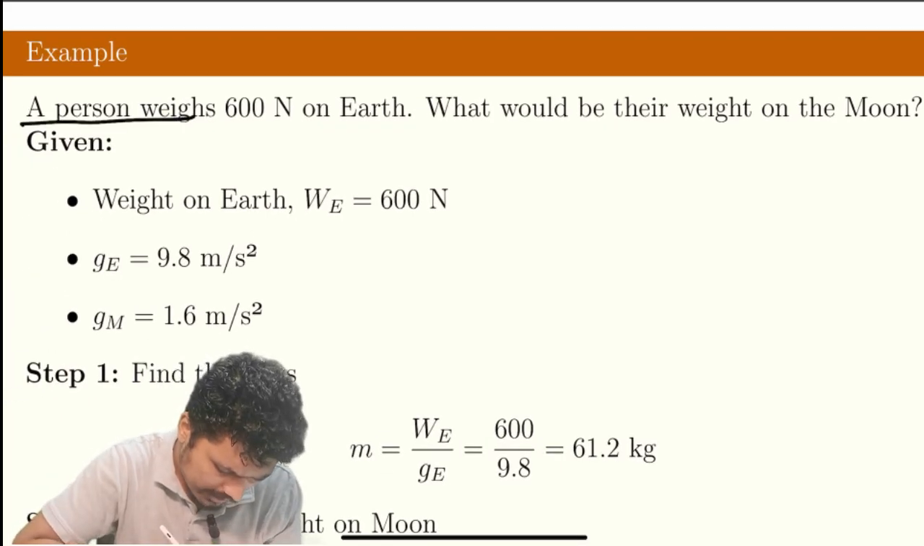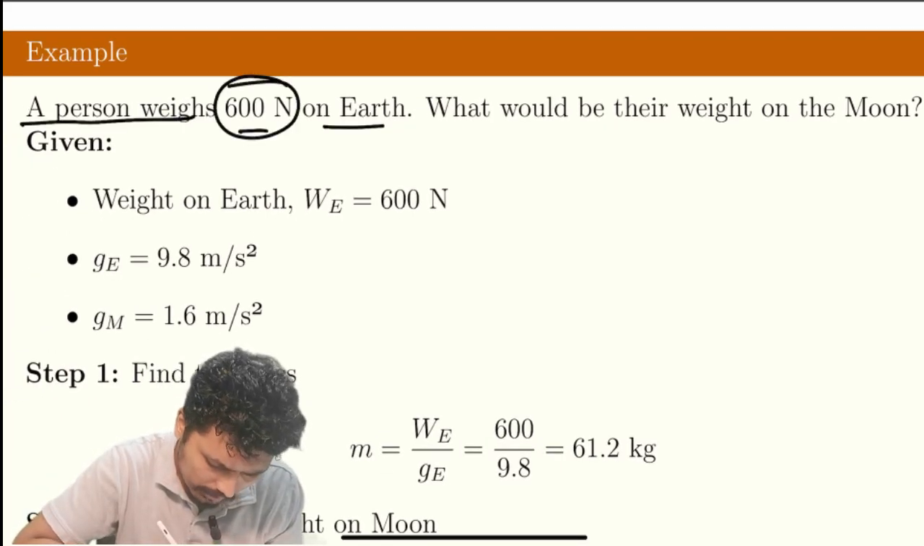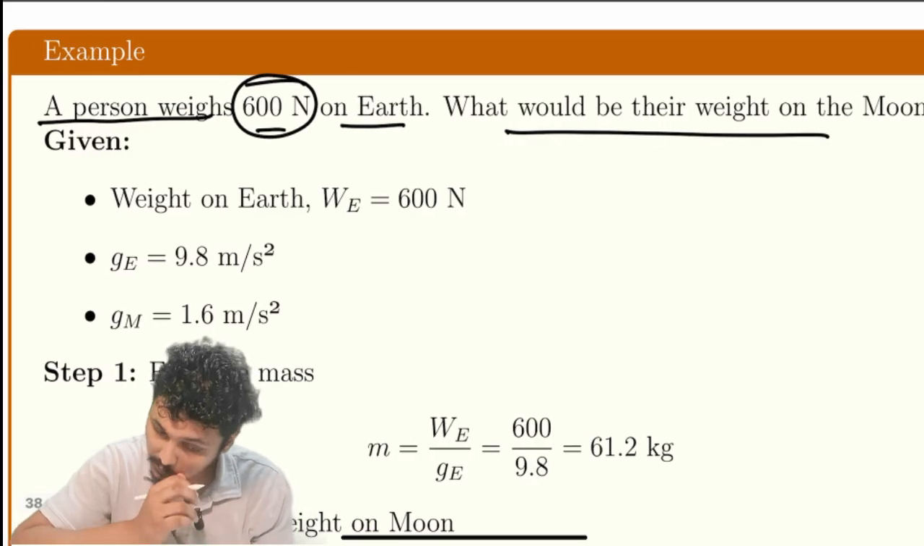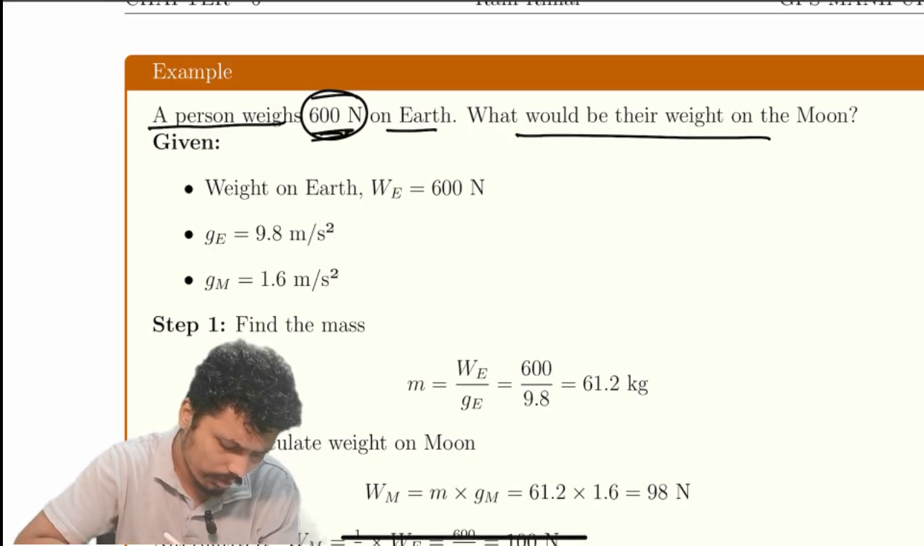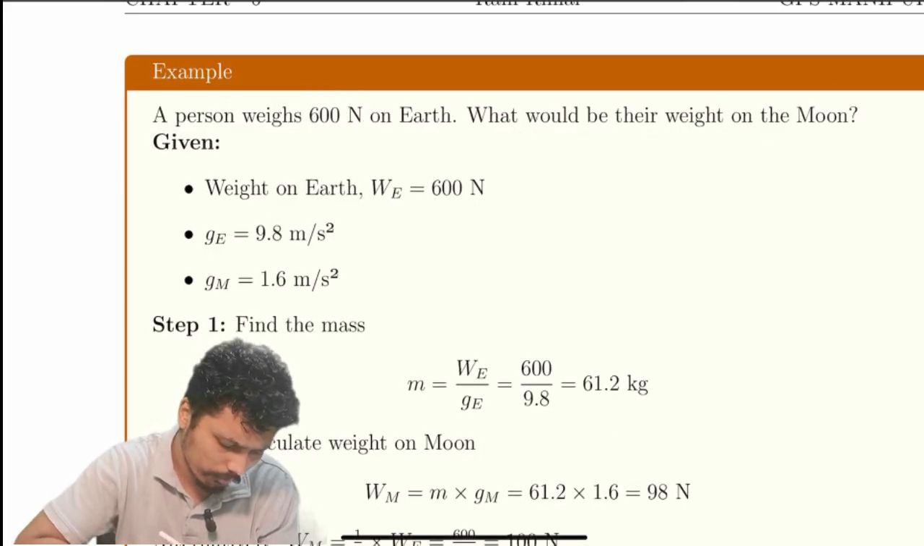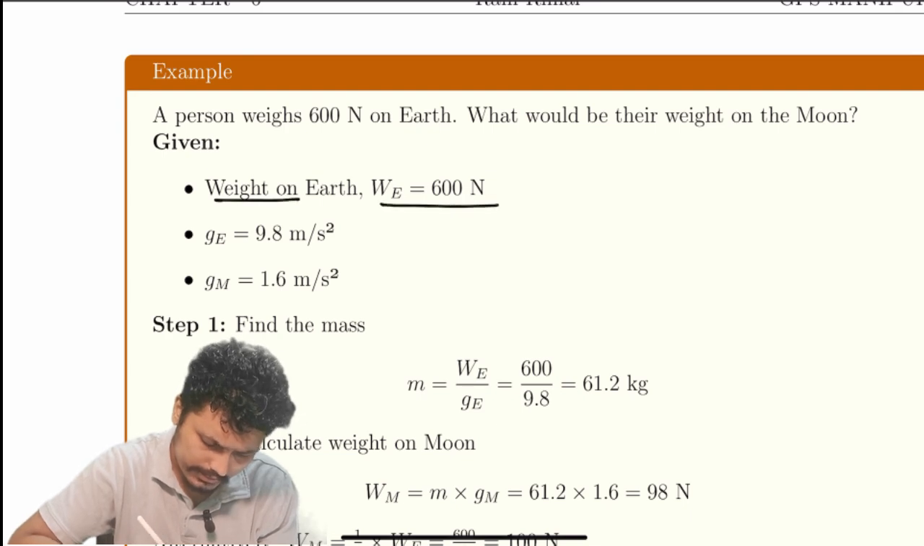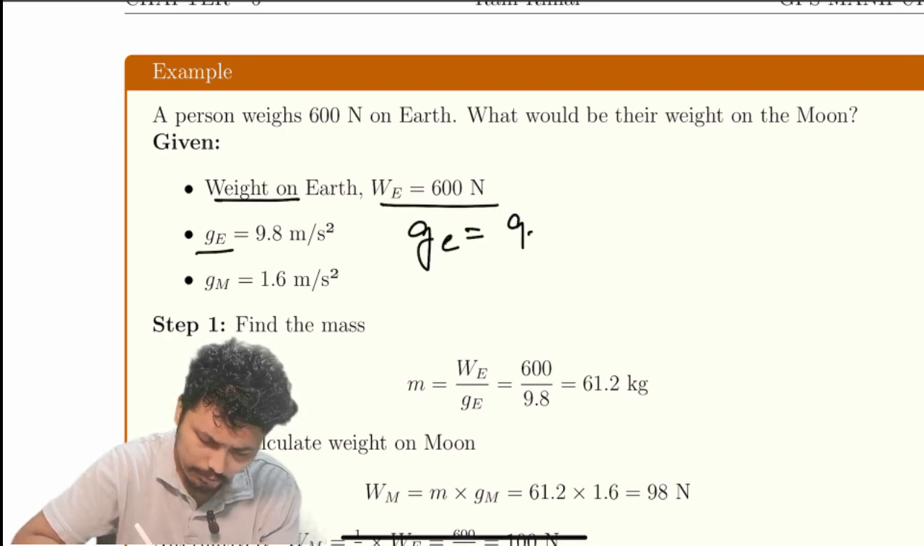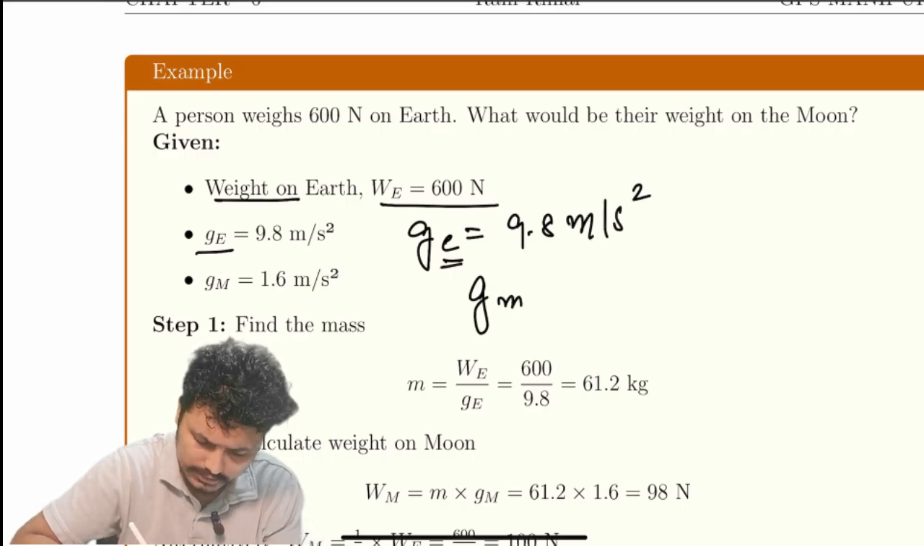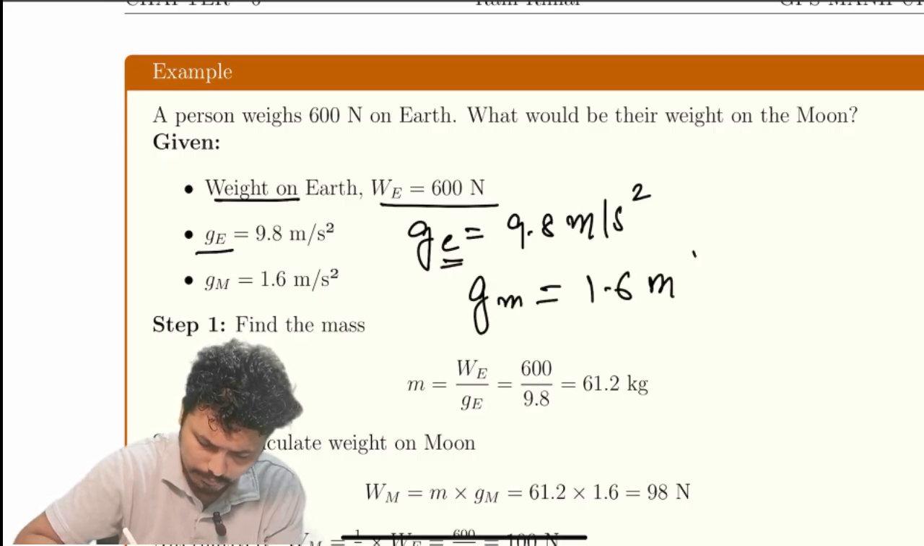Okay, so let's do another question. A person weighs 600 Newton on Earth. What will be his weight on the Moon? Weight on Earth is 600 Newton. The value of g, acceleration due to gravity, is 9.8 meter per second squared on Earth, and on the Moon it is only 1.6 meter per second squared.